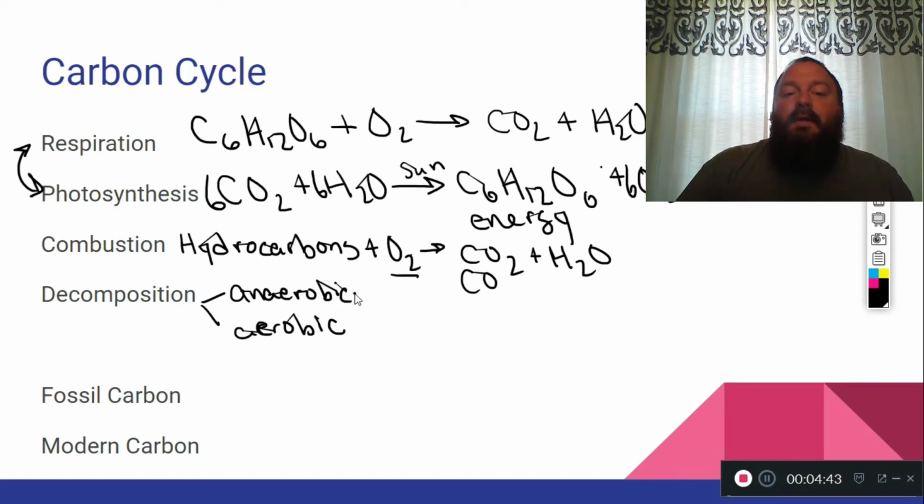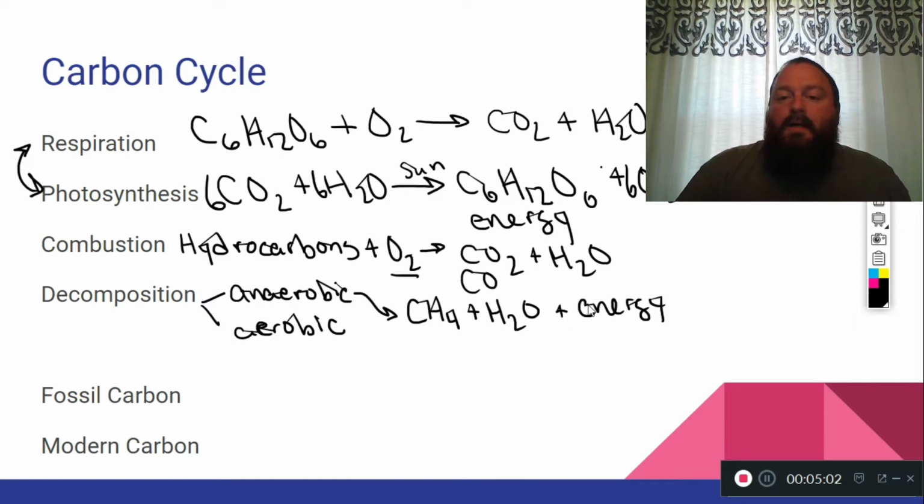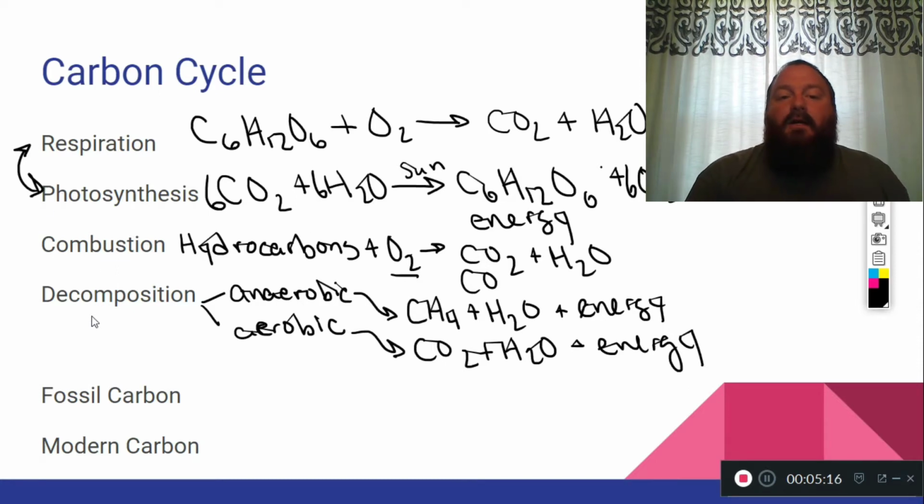But if it's anaerobic, that's where it's a little bit different. The bacteria are going to take the sugars in, but they're not having oxygen available to break them down. So instead of producing carbon dioxide and water, now we're going to get methane and water vapor. It's still going to produce energy, but it's also going to produce the methane as opposed to carbon dioxide. With aerobic respiration, it's going to produce carbon dioxide and water. So these are the main steps in that carbon cycle.